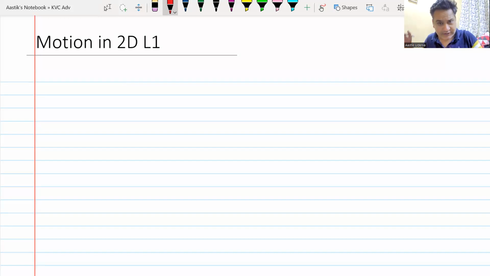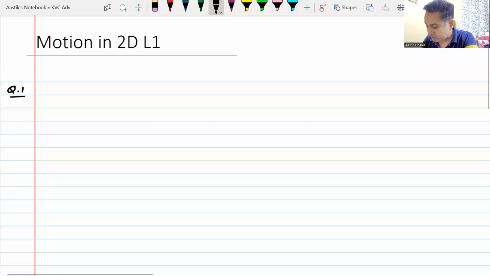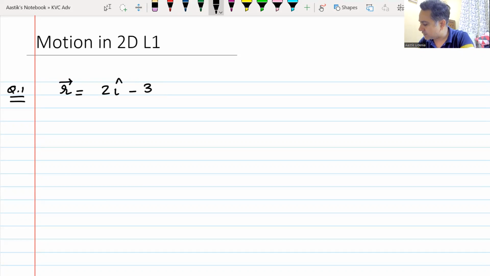So, without telling you anything, let me give a question straight away, and let us start with this question. The position vector of a particle is given by 2t square i minus 3t j. So the position is given in terms of i and j. Is this motion in 1D or is it motion in 2D? 2D, sir.